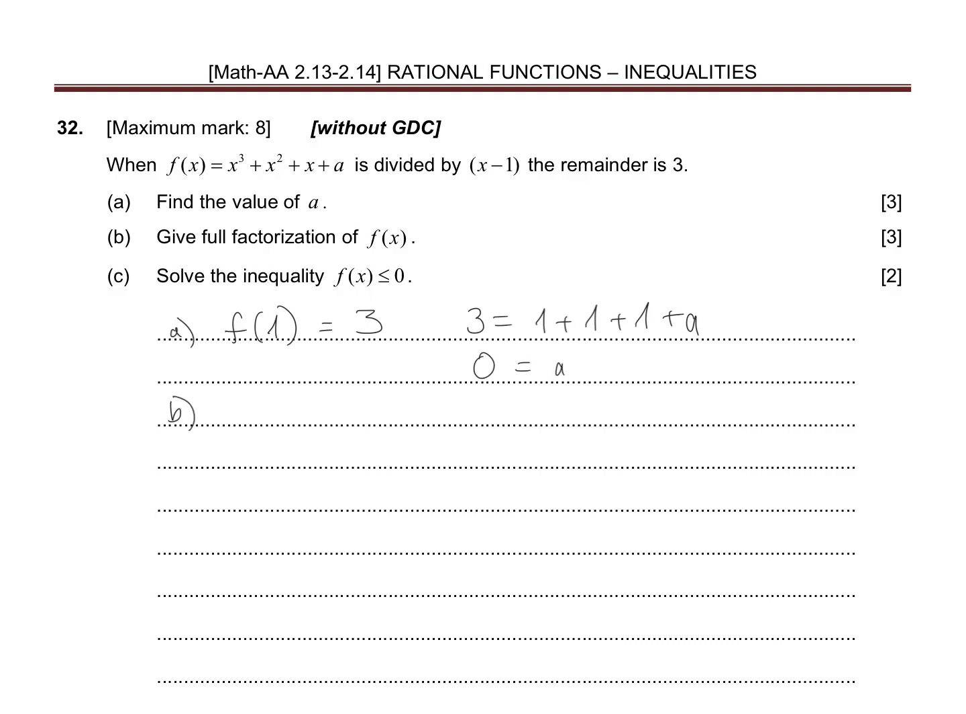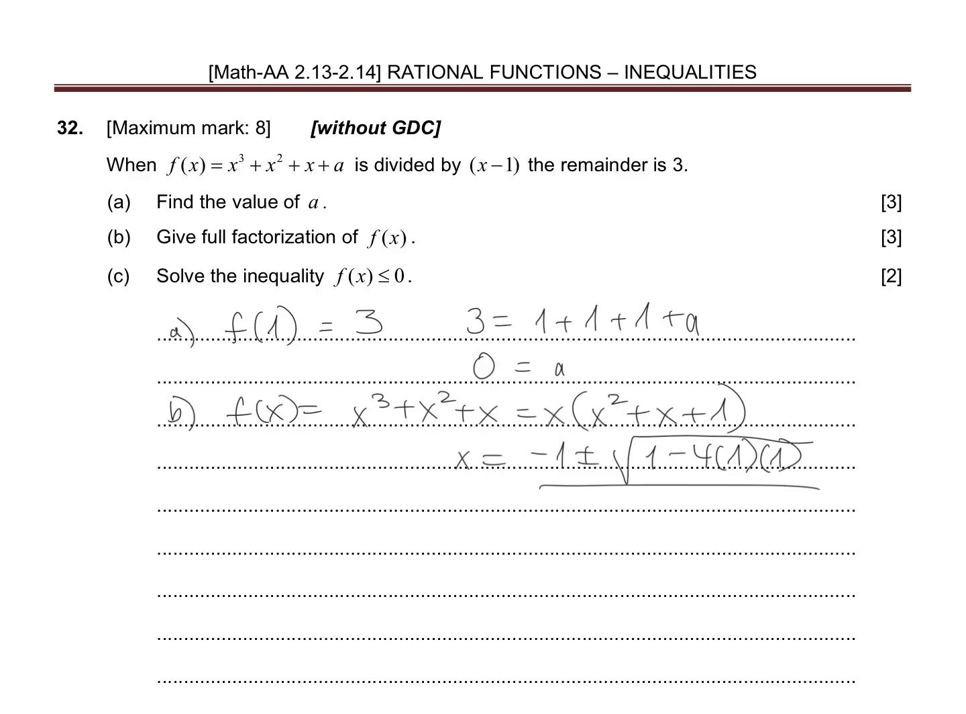For b, we're going to have f at x equals x cubed plus x squared plus x. Factor out an x: x squared plus x plus 1. And we can't factor that, so we have to use the quadratic formula. So negative b plus or minus the square root of b squared minus 4ac, all over 2a. You see under the square root is negative. That means there's no x-intercepts.